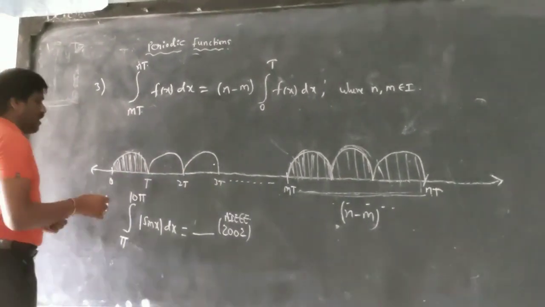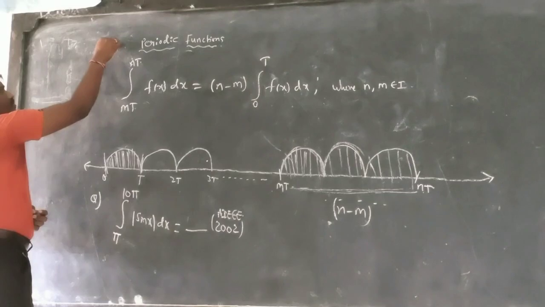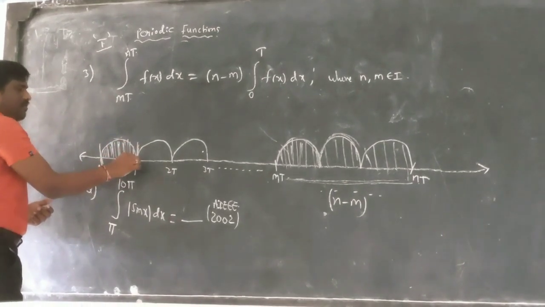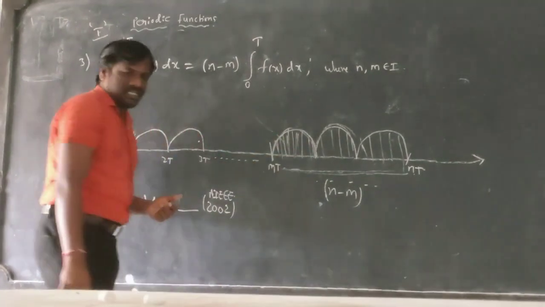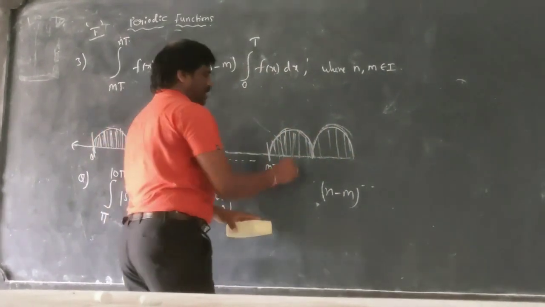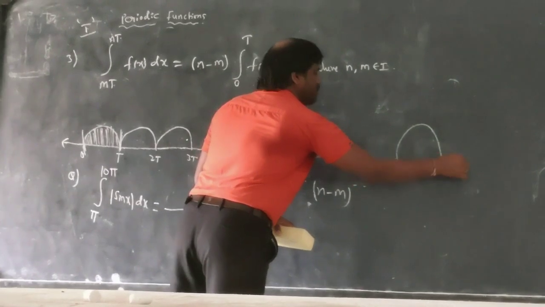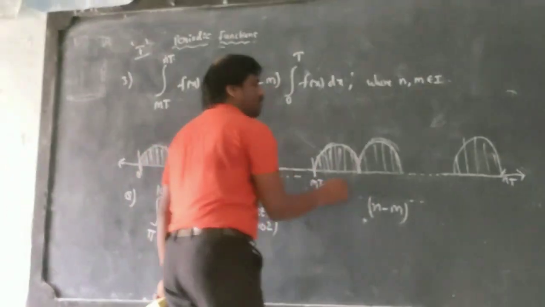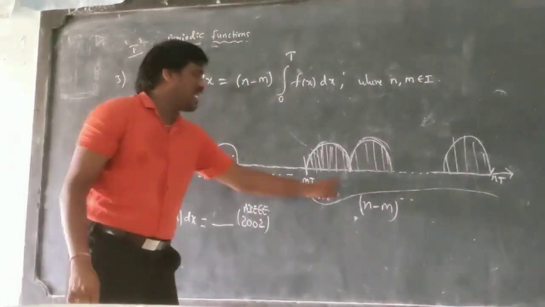It can be verified graphically. Suppose a function is there and its period is T. That is the only condition given: the period of the function is T. So I am taking the function period as T, then 2T, 3T, 4T, and like that I go up to mT. After mT this can be extended, and I keep going until I reach nT. In this property they are talking about the area from mT to nT.